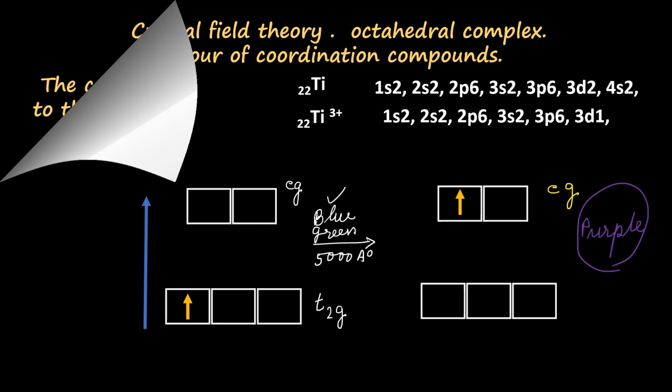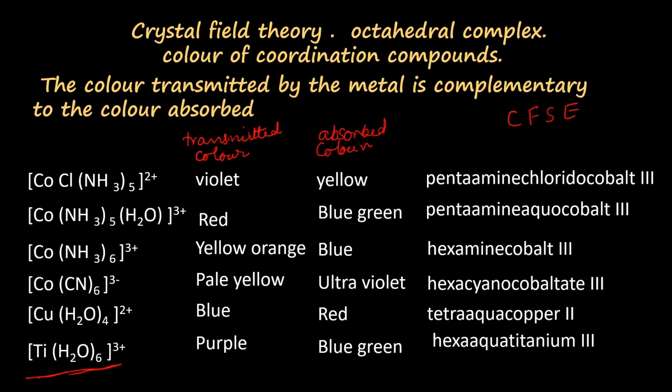In the complexes which we considered earlier, in the case of the first four complexes, the central atom is the same, the ligands are different. The colors absorbed and transmitted are also different. So we can understand ligands play a very important role in deciding the color of the complex.